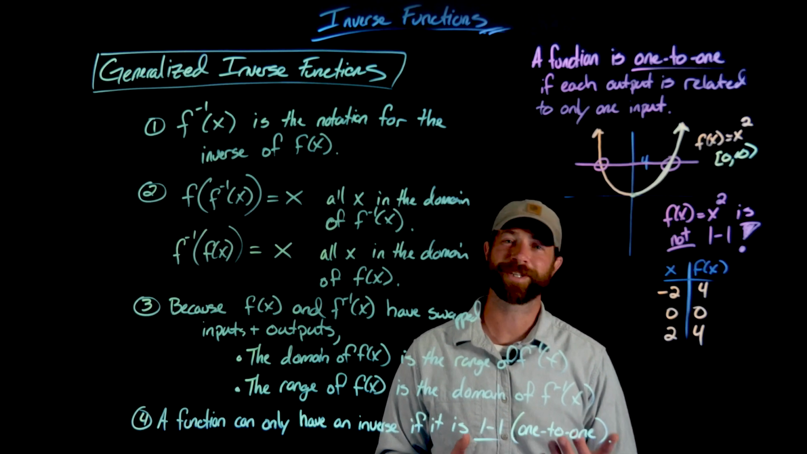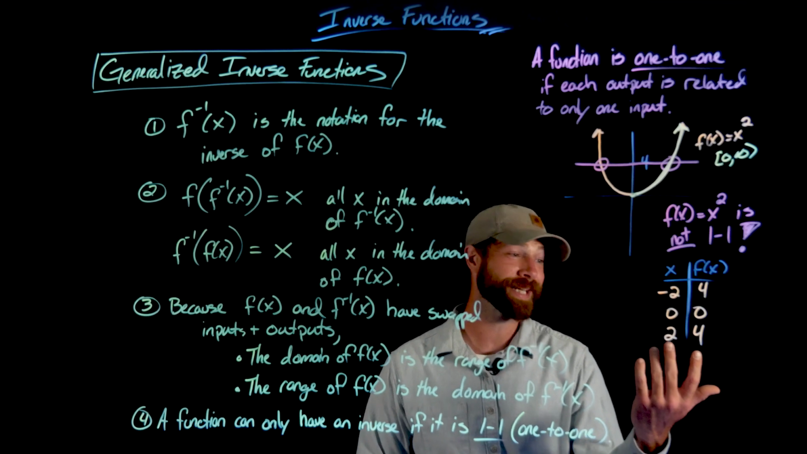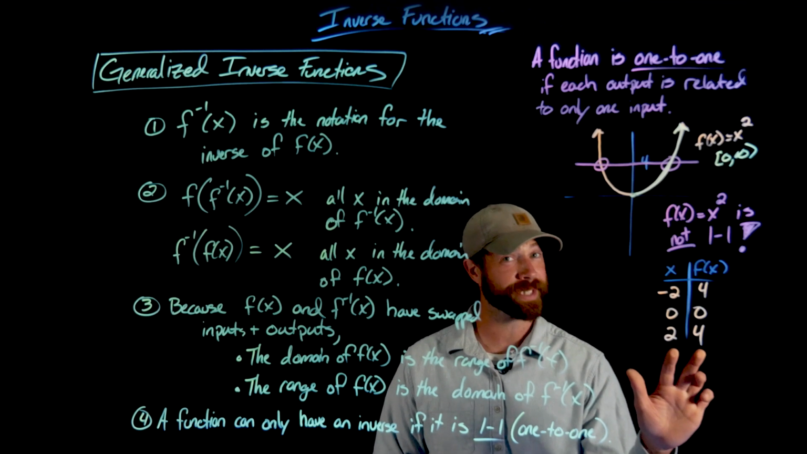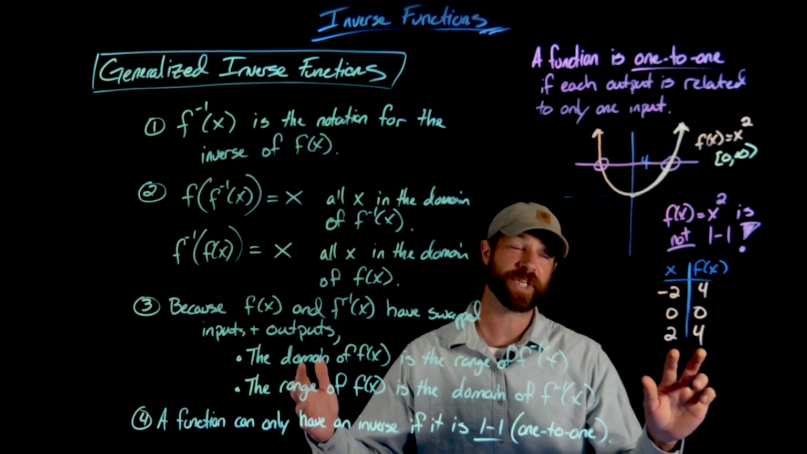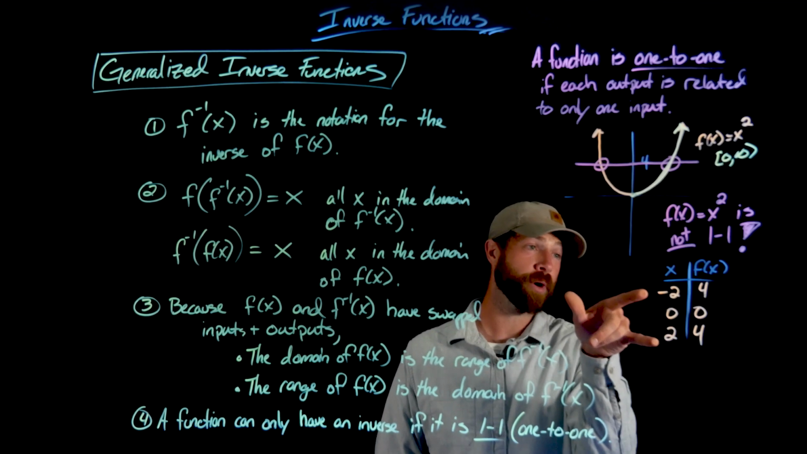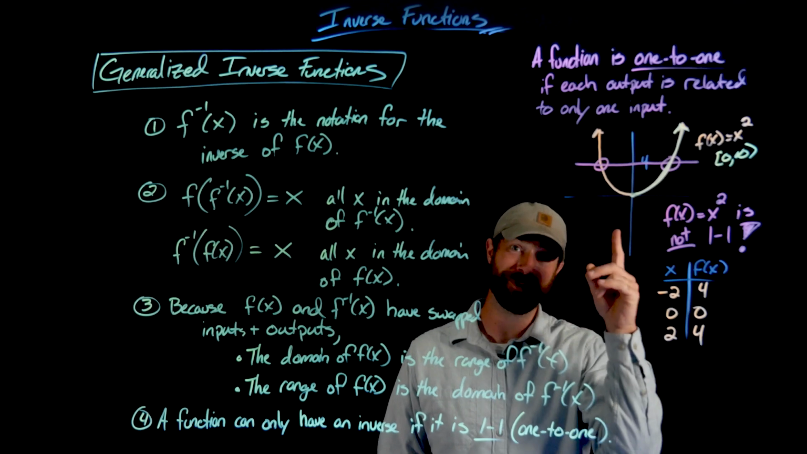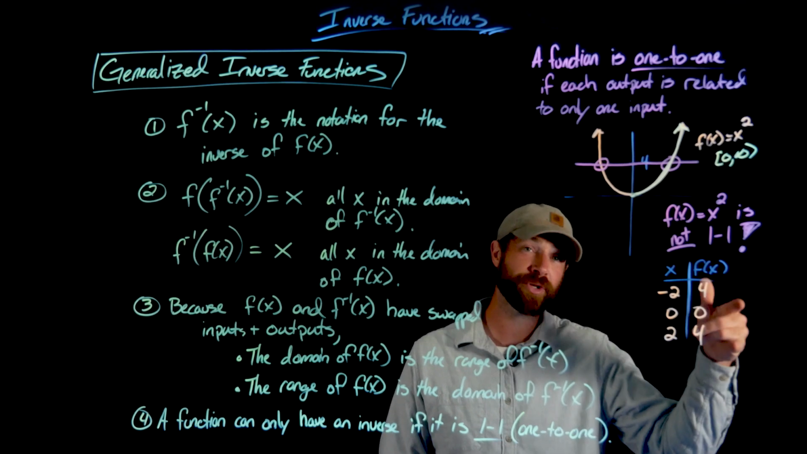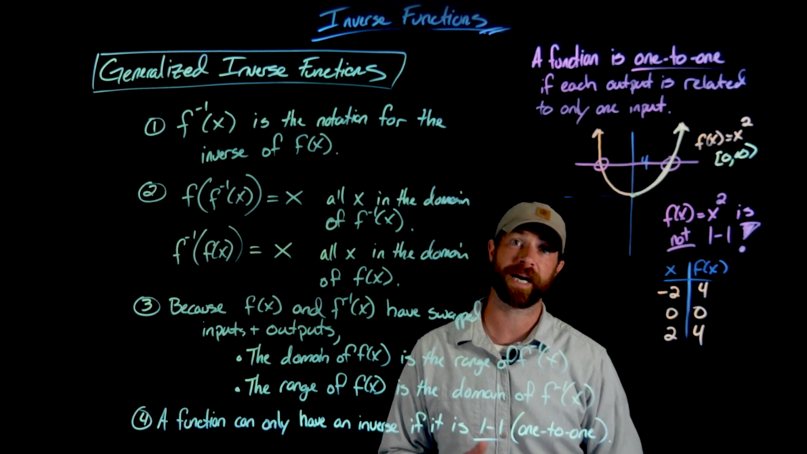That same conversation from a table of values: if we swapped the inputs and the outputs, the domain and the range of a function, you would notice, again we trade places here, that the input of 4 for the inverse of this function will be related to 2 different outputs, which is not allowed for functions.